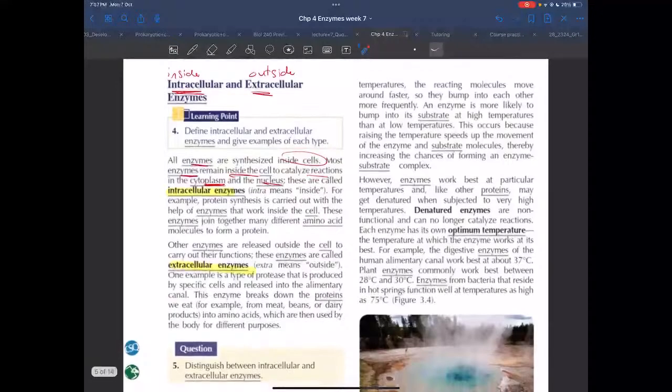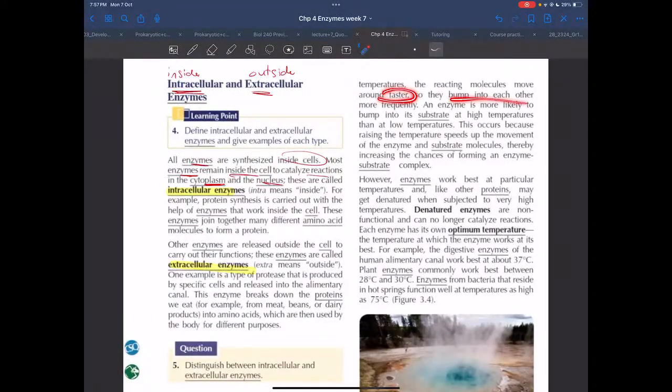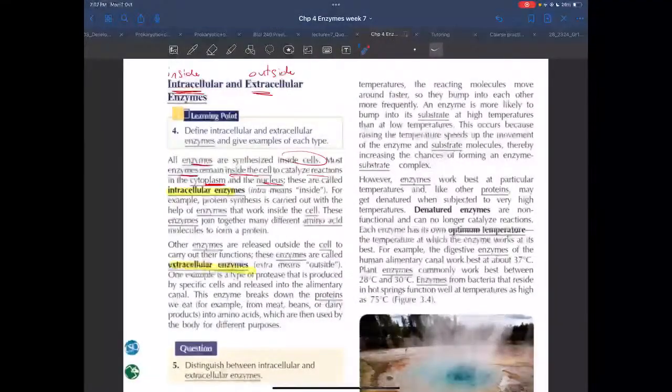okay, that's the same thing. Since they have more kinetic energy, they're moving faster, so they're going to bump into each other more frequently. And an enzyme is more likely to bump into its substrate at a higher temperature than at a lower temperature. And we already said why. Because temperature increases the kinetic energy. What is kinetic energy related to?